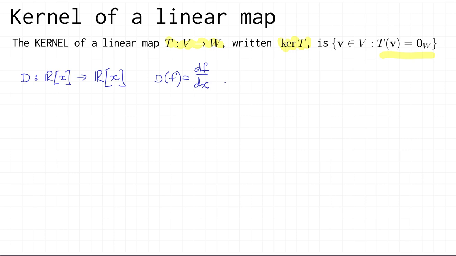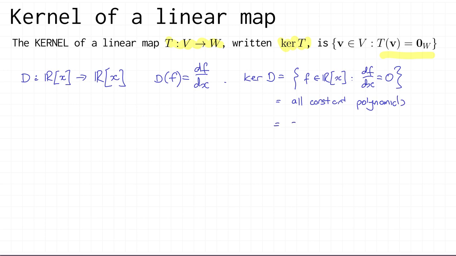So what is the kernel of D? Well, that's all the polynomials f whose derivative is 0. But a polynomial has derivative the 0 function if and only if it's a constant polynomial. So this will be all the constant polynomials. So another way we might write that is as the span of the constant polynomial 1, like this. Okay, there's an example of the kernel of a linear map.